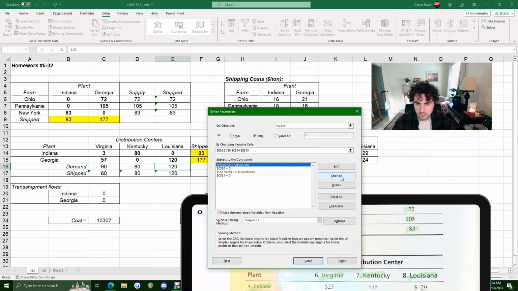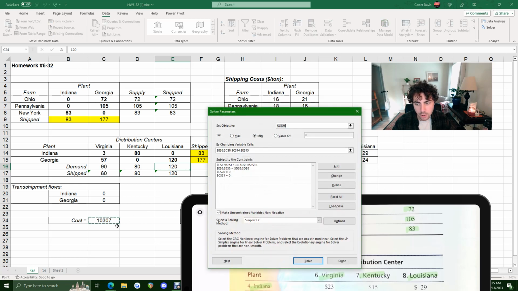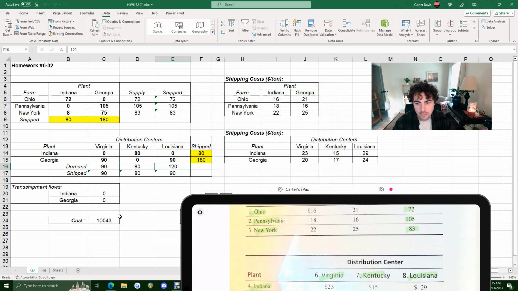So that was this one. So we'll change it back to less than or equal to. And watch how this cost changes, okay? It's 10,300, hit solve. Now it's 10,043, which is the right answer, even though 90 doesn't meet 120, okay?